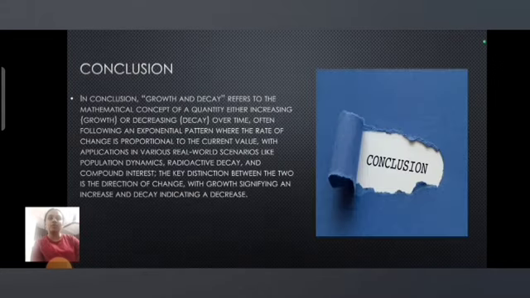Conclusion. In conclusion, growth and decay refers to the mathematical concept of a quantity either increasing (growth) or decreasing (decay) over time, often following an exponential pattern where the rate of change is proportional to the current value, with applications in various real world scenarios like population dynamics, radioactive decay, and compound interest. The key distinction between the two is the direction of change, with growth signifying an increase and decay indicating a decrease.